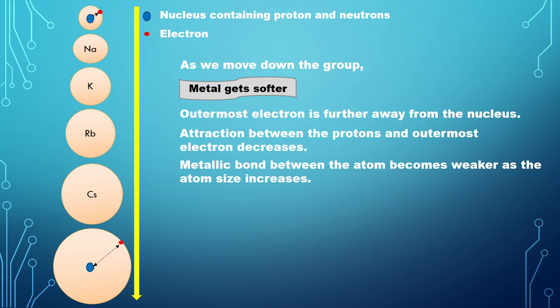Additionally, as we move down a group, the elements become more reactive. This is because the valence electron in the outermost shell gets further away from the nucleus, and it is easier for the atom to release an electron for reactions to take place.